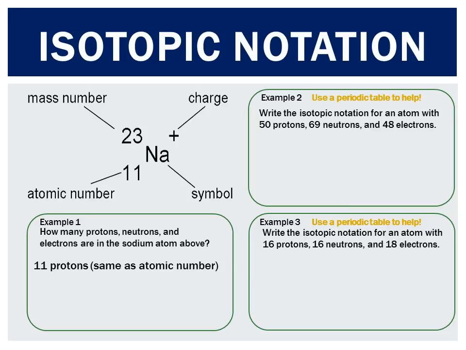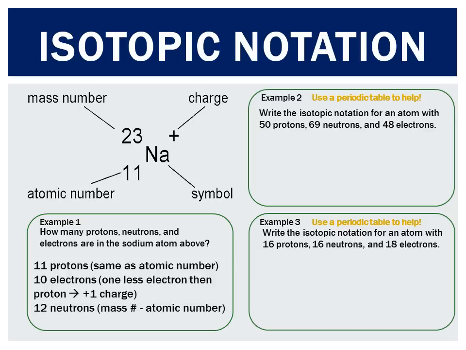Next we can look at the charge. The charge is plus. There's no 1 here, but if there's no number, a 1 is implied, so it's plus 1. If it's positive, that means there are more protons than there are electrons. So there are 11 protons, so there should be 10 electrons. One less electron than proton results in a plus 1 charge. Last thing is our neutrons. Remember, protons plus neutrons equals mass number. So I can take the mass number, subtract the atomic number, 23 minus 11, that gives me 12 neutrons.